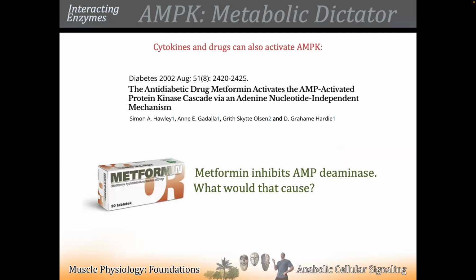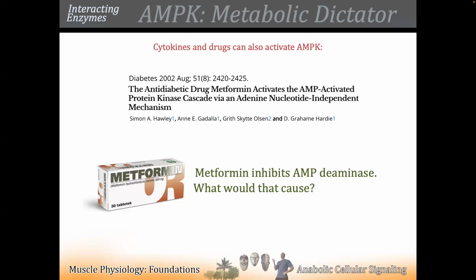And so metformin has multiple effects, but one of them, a major effect, is the inhibition of AMP deaminase. We talked about that enzyme just a few minutes ago. I told you to remember this one because we're going to come back to it. AMP deaminase clears your supply of AMP. It converts it to IMP and ammonia.